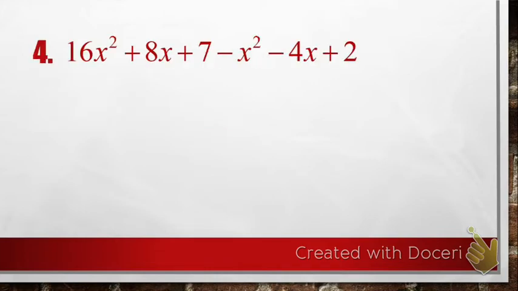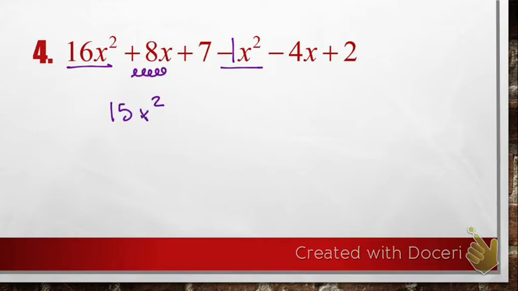Alright, let's go ahead and combine our largest exponents together. What that means is I'm going to start with x to whatever power is the biggest, and in this case, it's 2. So I'm going to combine x squareds with x squareds. I'm going to do 16 minus 1 to give me 15x to the second.